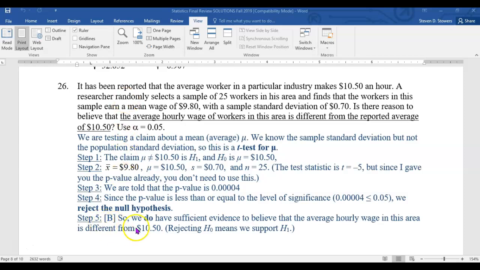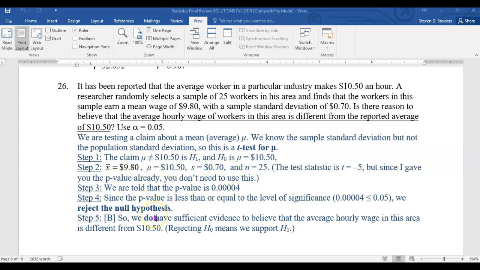Now for step 5, if we did not reject the null hypothesis, that would mean that there is not enough evidence to blah, blah, blah. But we did reject the null hypothesis, so we do have enough evidence. Enough evidence for what? Well, what was the claim? The claim, remember, was the alternative hypothesis.